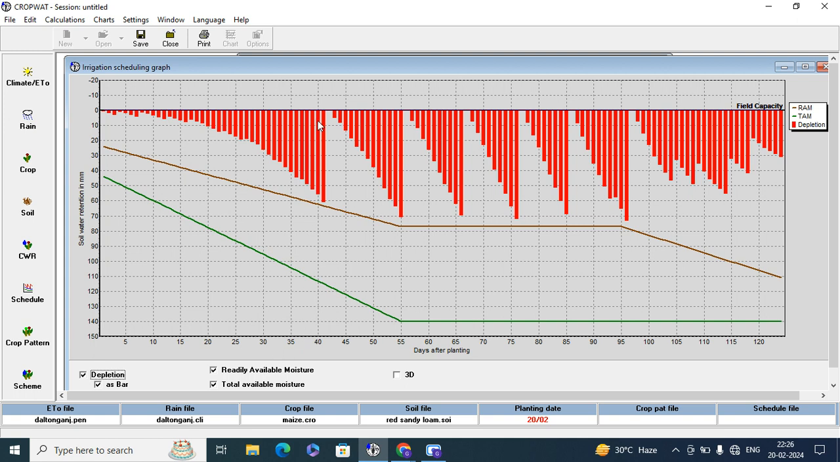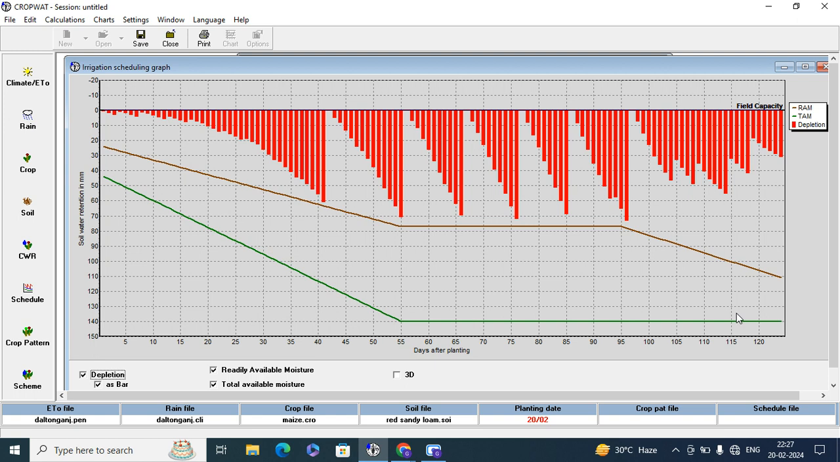So the amount of depletion is found to be higher at the 41 to 42 days. Again, the rate of the depletion is higher from the 96, 97 days. In those days, the amount of the depletion is higher, while the depletion is found to be lesser in the other sections.